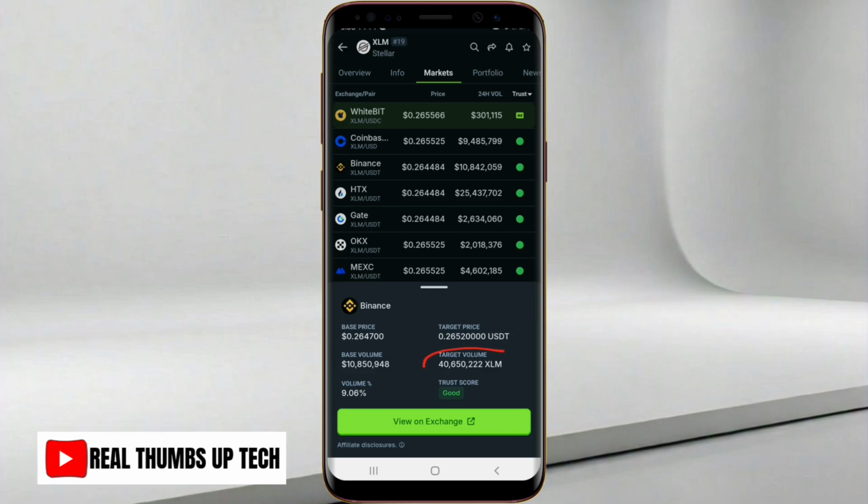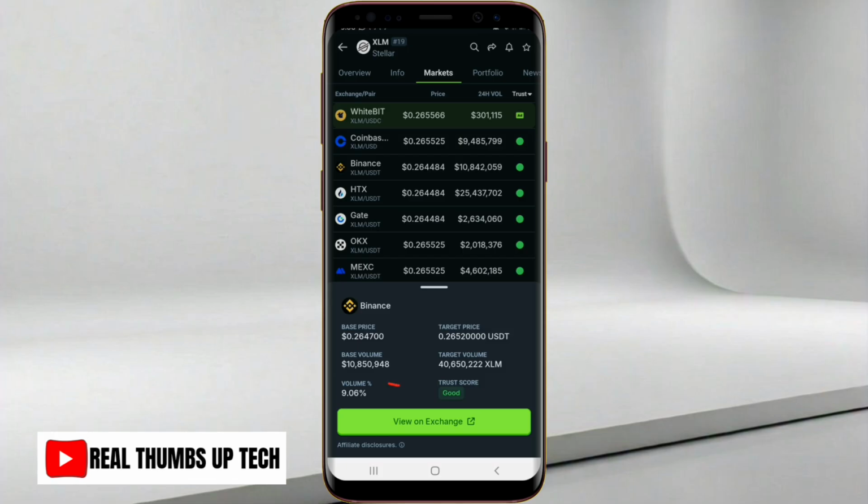Then under this, the target volume means the number of coins being traded at the target price here. The number of coins traded at this target price. So it shows if people are buying or selling at the goal price. And you can see that people are actually buying and selling at this goal price. You can see that here.